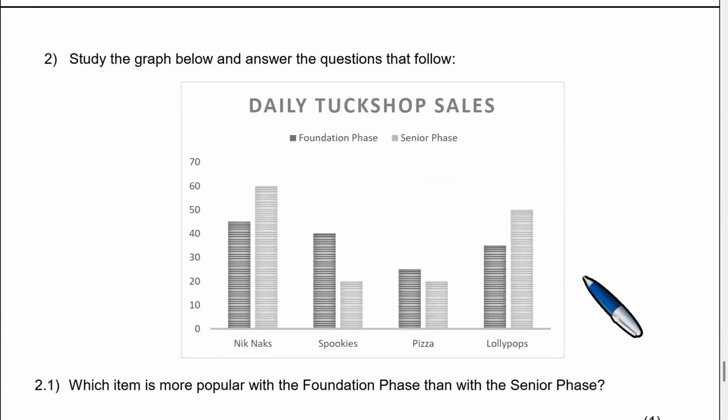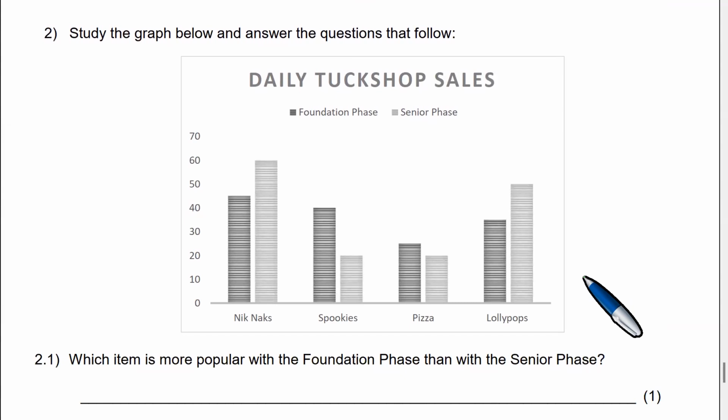Study the graph below and answer the questions that follow. Which item is more popular with the foundation phase than with the senior phase? Because with the foundation phase and the senior phase, you can see that the foundation phase is here at between 40 and 50. There is also the senior phase at 60, and then here you have the foundation phase at 40, and so on. Okay, which item is more popular with the foundation phase than with the senior phase?